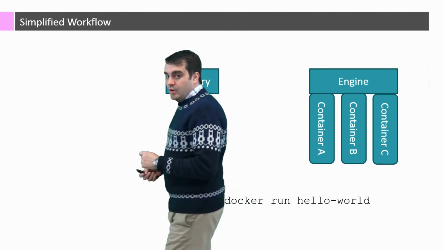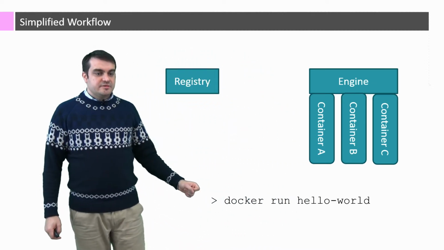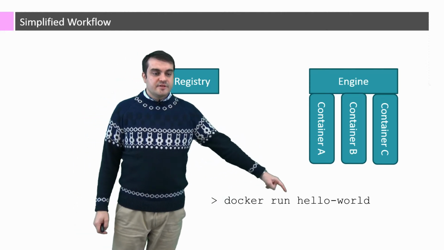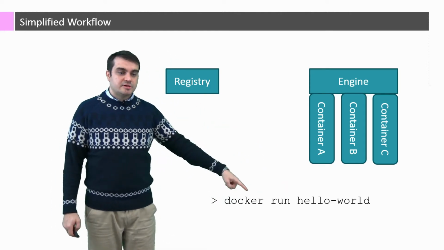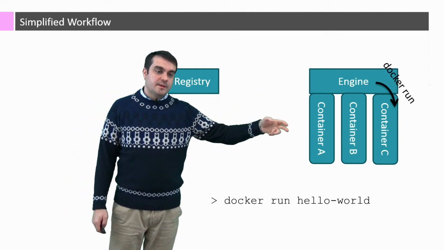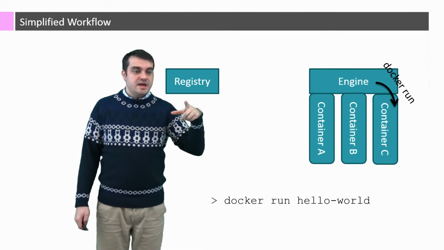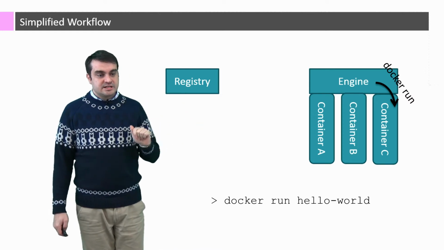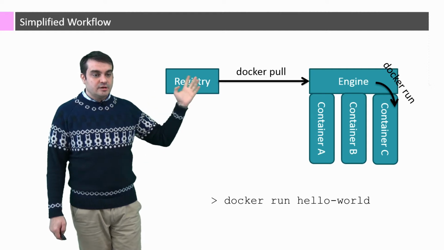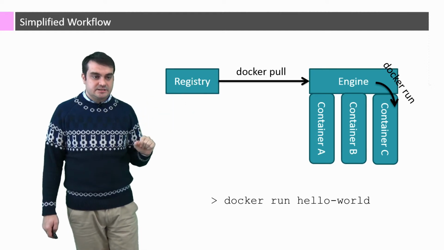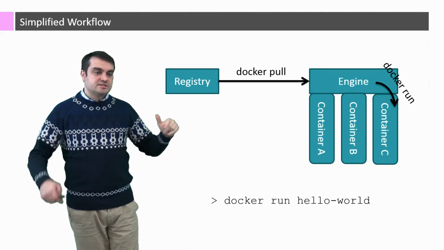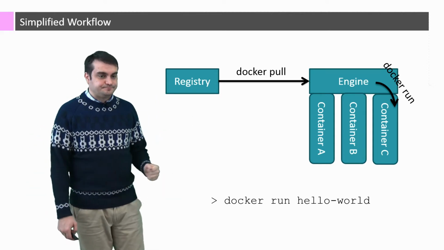So let's see how we can start with Docker. Very simply, we can run a container with docker run and then the name of the image that we want to run. In this case, we want to run hello world, so we ask the engine to run hello world. The first thing that the engine will do is to see if it has that image, in this case hello world, locally. If not, then it will automatically pull this image from a registry. Generally, this registry will be the Docker Hub registry, which is the centralized registry for all Docker.